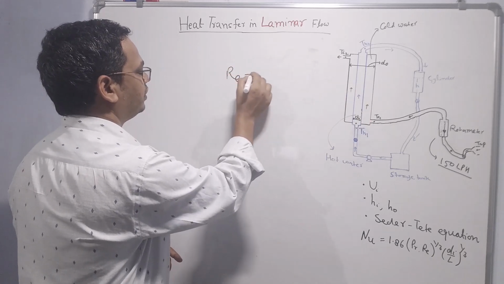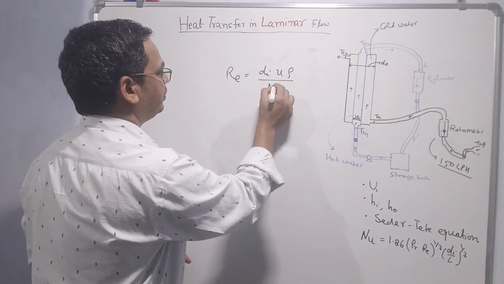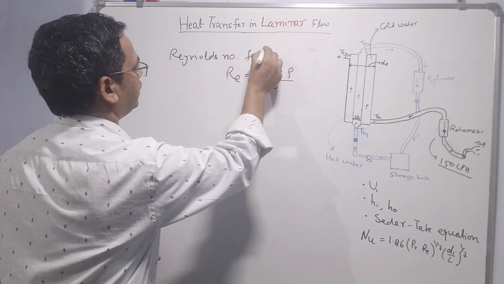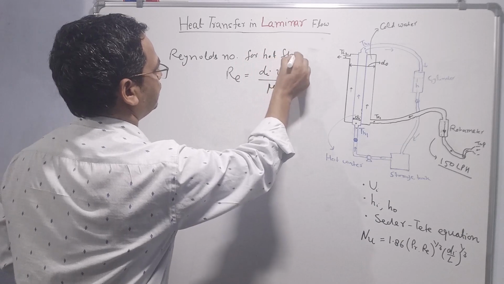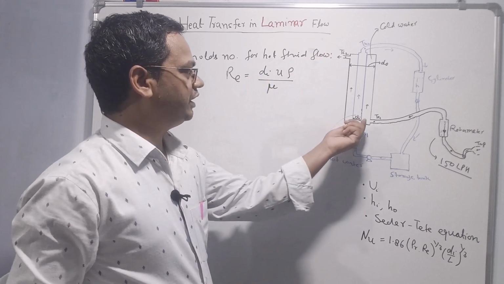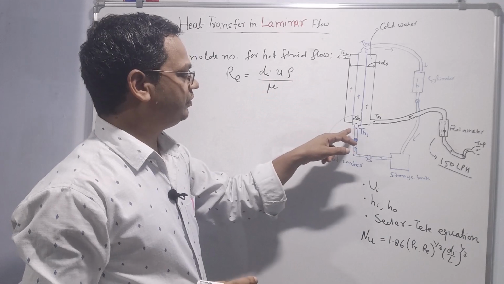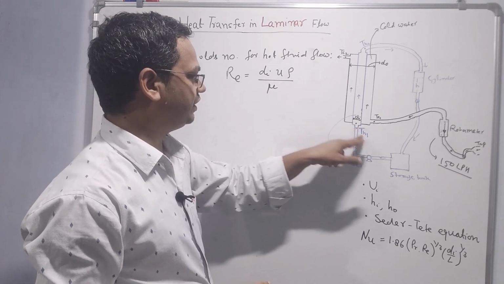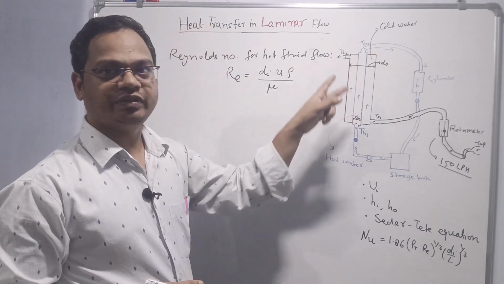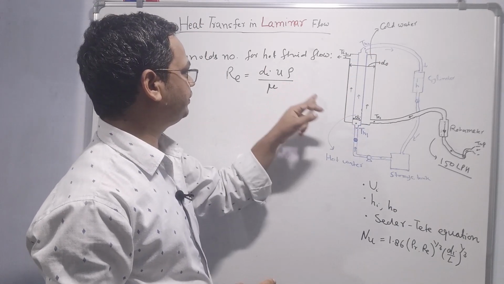Re = Di u rho by mu, the Reynolds number for hot fluid flow. Di is the inner diameter of the inner pipe, which is known. The properties of the fluid should be taken at the mean temperature. For example, if the inlet temperature of the hot fluid is 70 and the outlet temperature is 50 degrees, then the mean temperature will be 60 degrees. So in this case, we have to give the values of viscosity and density at 60 degrees.